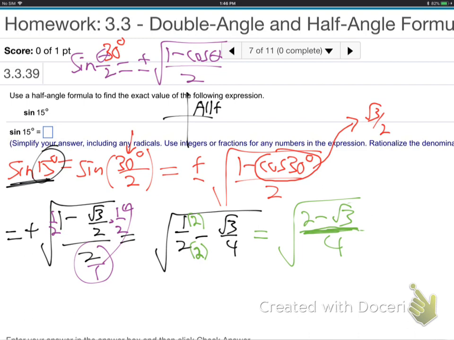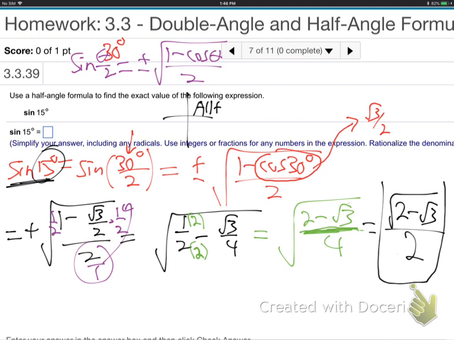Now we're almost done with this one. Why aren't I just done right now? Well, there's a root over the whole fraction, isn't there? Which means root over the top, root over the bottom. It's going to be kind of weird looking. It's going to be double rooter. So root of 2 minus root 3 over the root of 4. But what is the root of 4 on the bottom? That's just 2. I'm just going to make that into 2. Done. There's my answer.